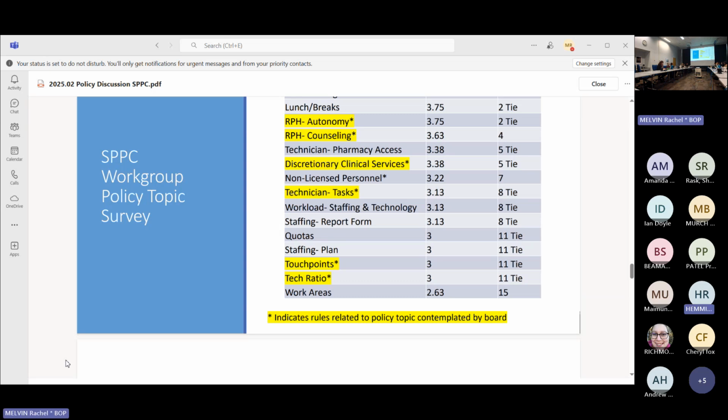Thank you. So this was the work group that was selected by whom? You know, forget it, move on, it's fine. Thank you. Board member Freeman.